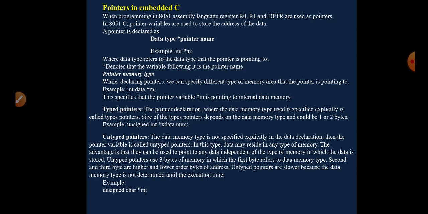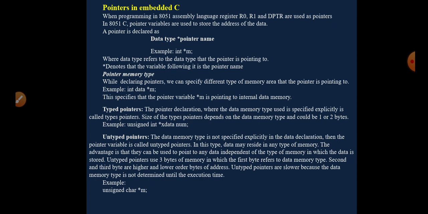Simply, we can say R0 and R1 can act as memory pointers, holding the address of the internal memory, whereas DPTR can hold the address of the external memory. So R0, R1 and DPTR are used as the pointers. In 8051 C, pointer variables are used to store the address of the data. So as normally we say, that is nothing but your pointers, no need of any confusion. Pointers are nothing but your indirect addressing mode.